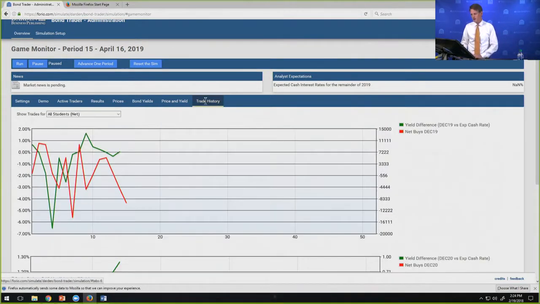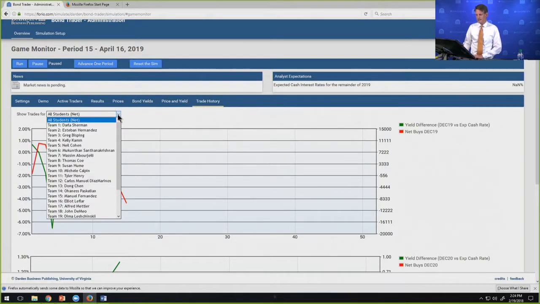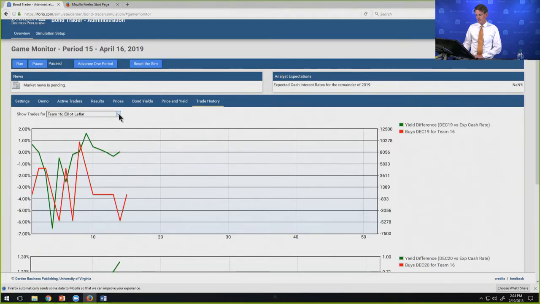And then we could query somebody and ask how they're doing. So for example, I've got Elliot here. I could pull up his performance, and we see in green is the yield relative to the cash rate. As it goes down, Elliot is selling, and as it goes up, Elliot is buying. And so we can see how he's responding to the relative rates between the two.